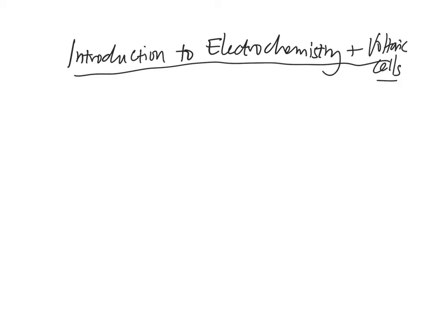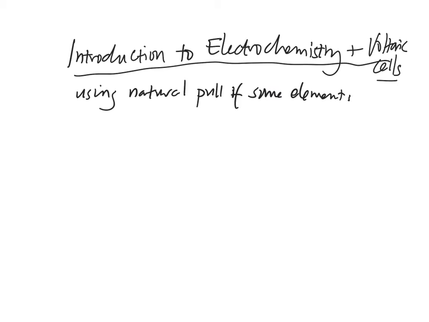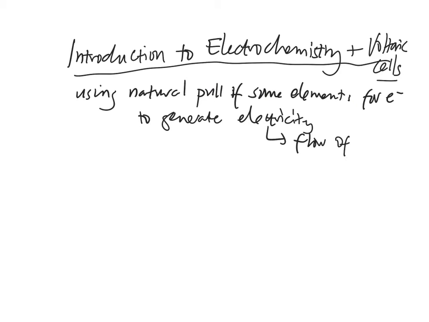Again, he states it at the beginning: the idea of what electrochemistry is. We're simply using the natural ability, the natural pull of some elements for electrons, to generate a flow of electricity. And what is electricity? Simply a flow of electrons from one place to another.